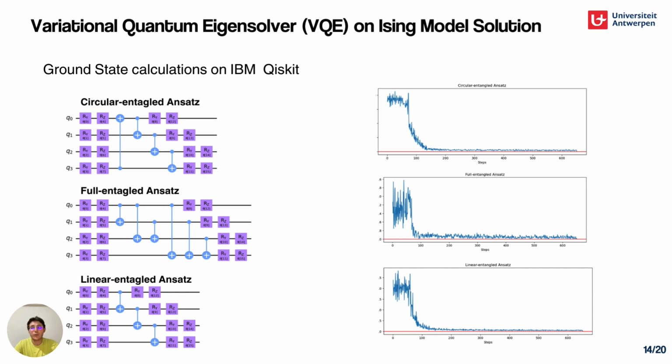First of all, we created a VQA to solve the ground state of an Ising model. In this slide, there are examples of three different entanglement types of Ising model with 4 qubits. On the left side, you can see the quantum circuit ansatz for the corresponding Ising model, including the circular entanglement ansatz, the fully entangled ansatz, and the linear entanglement ansatz. On the right side, you can see the iterations of the VQA algorithm as it finds the optimal solution. In each case, we successfully found the ground state energies and calculated them correctly.